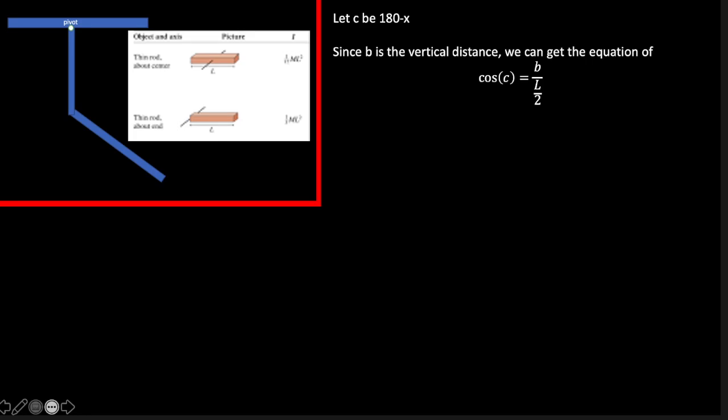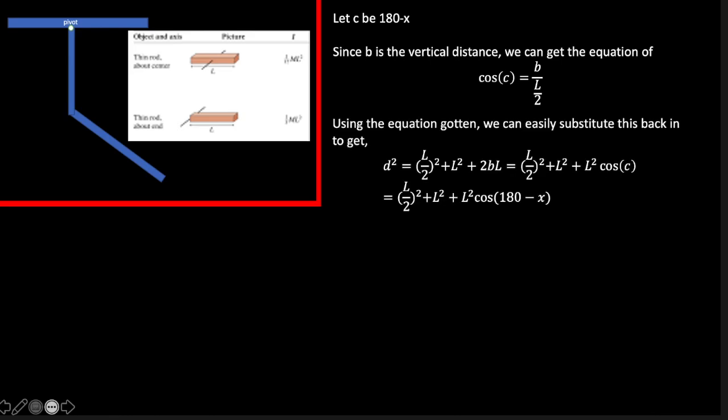Well, we can let C be 180 minus X. So just draw the projection out. It's a straight line, and X is the angle between the two rods. So 180 minus X is the acute angle. Since B is the vertical distance, we can get the equation cosine C equals B over L/2, which is adjacent over hypotenuse. So with this equation, we can substitute B back and get this new equation.